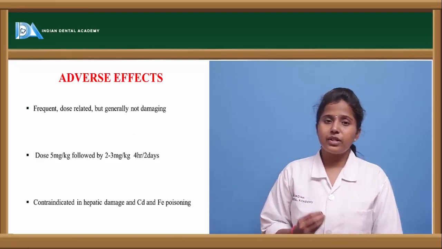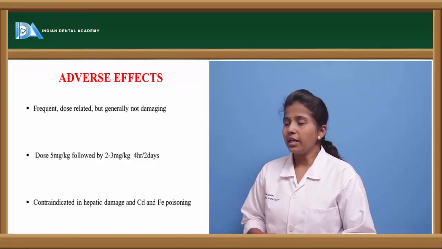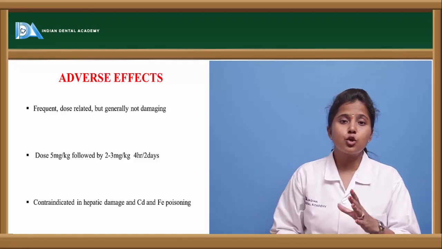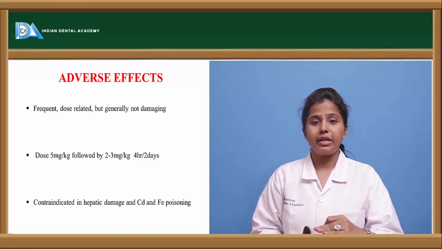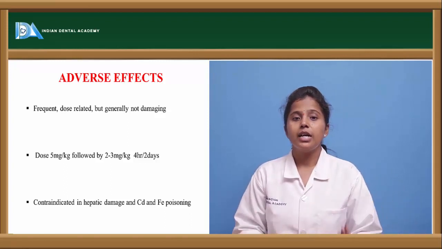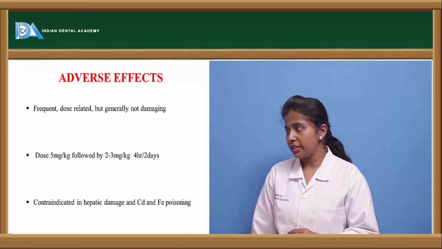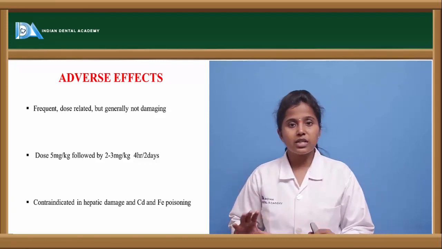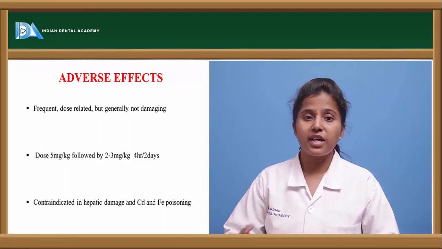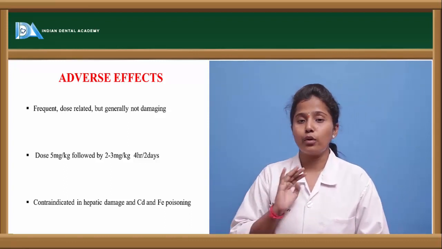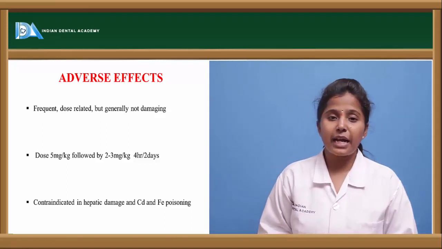What are the adverse effects of DIMERCAPROL? The adverse effects occur when frequent dosing is given. So these are dose dependent. If it is given in a particular dose only, it is efficacious. If it is given in higher doses, it shows adverse effects. It is usually given at a dose of 5 mg per kg, but for every 2 days we have to give 2 to 3 mg per kg at an interval of 4 hours. And this is contraindicated in hepatic damage as well as cadmium and ferric poisoning.